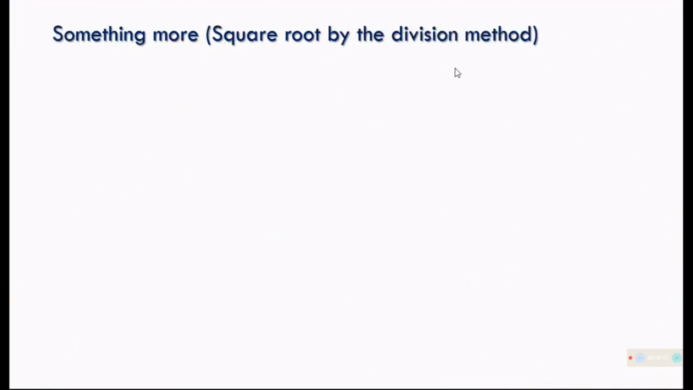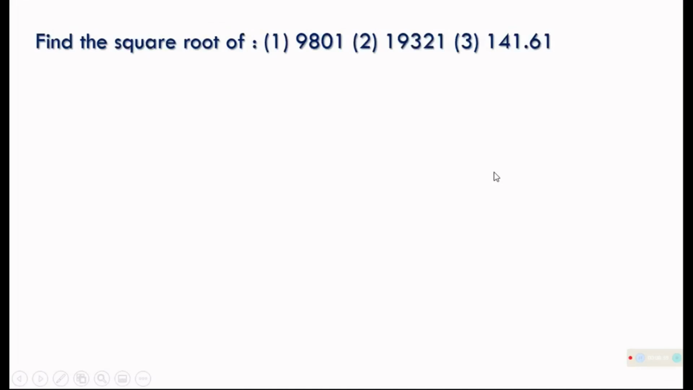Square root by division method. आपको इसके ऊपर एक्सरसाइज नहीं है, फिर भी कुछ एग्जाम्पल्स के लिए अच्छा है, थोड़ा कुछ काम करके देखना भी अच्छा है. And I will show you 1 or 2 so that it will be an example for you. Okay. Find the square root of 9801, 19321, 141.61.